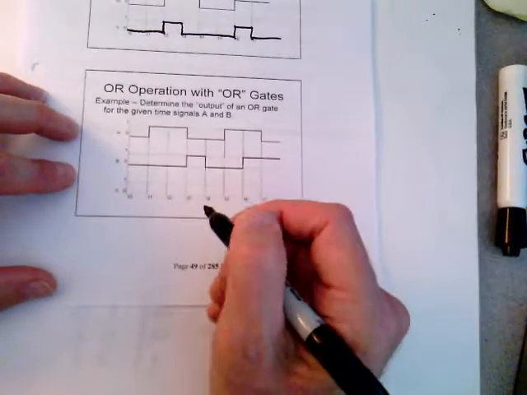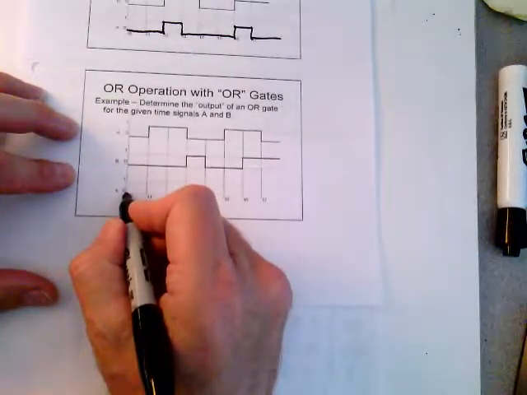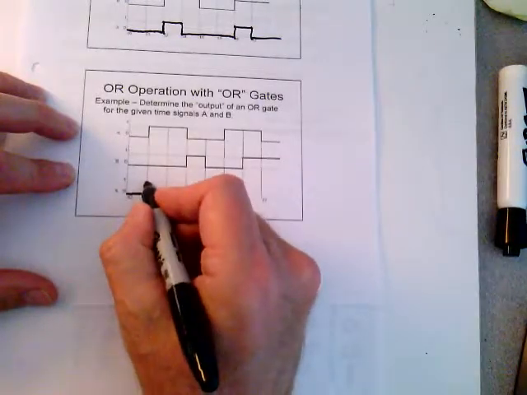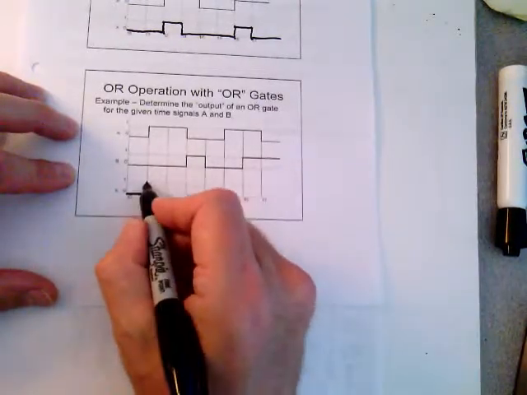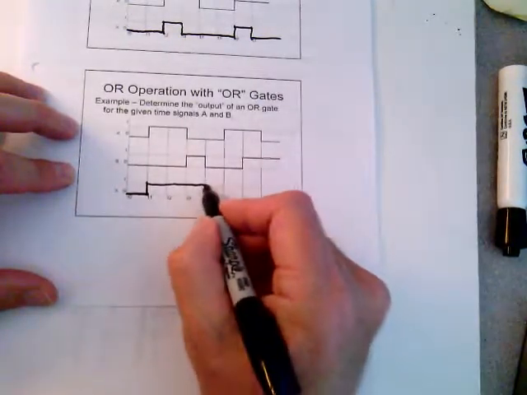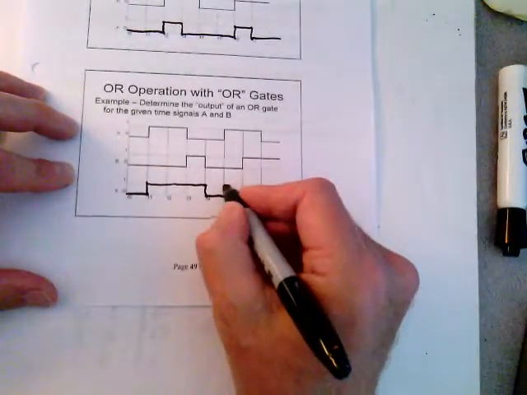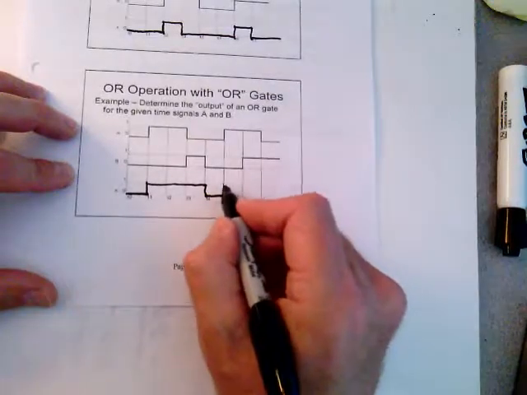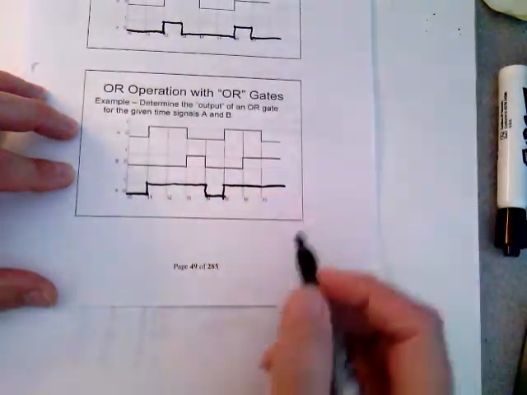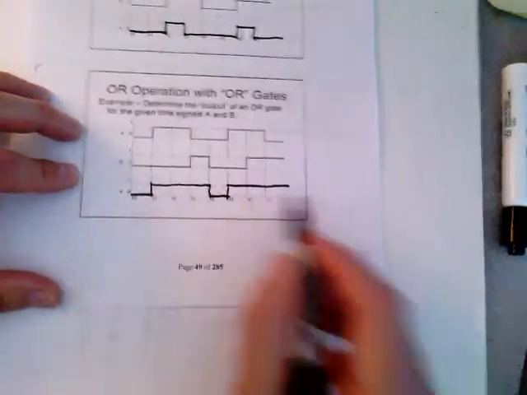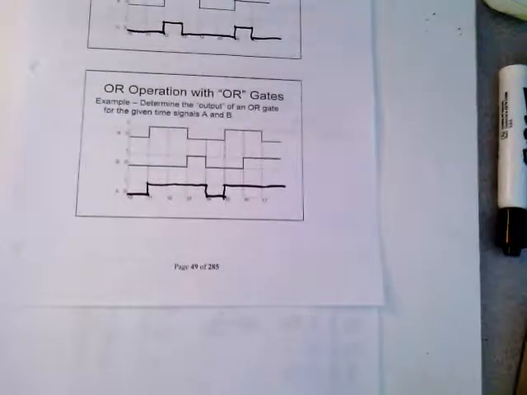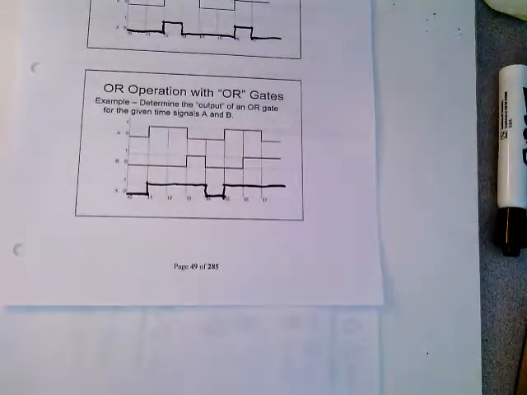But if you work this one out, notice it's low here, it goes high here, stays high the whole way to there, goes low, between 14 and 15 it's low, it goes high on 15, and it's high the rest of the way out. That's what the waveform would look like in the output for an OR operation. That concludes this lecture.